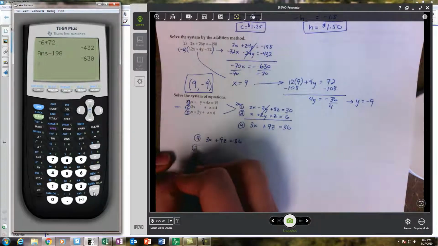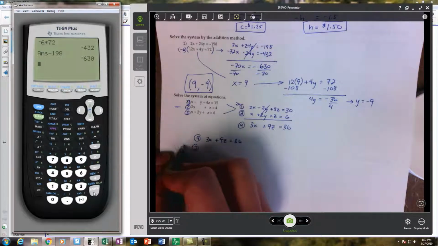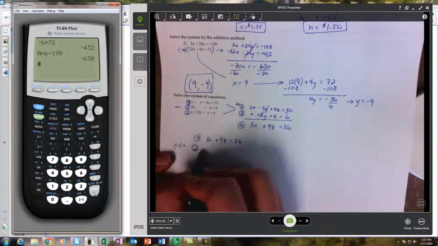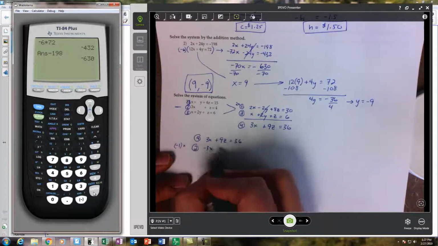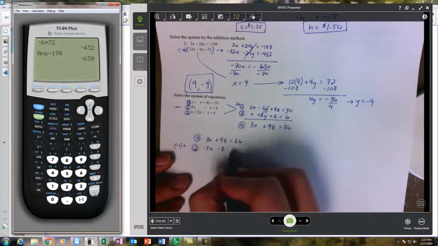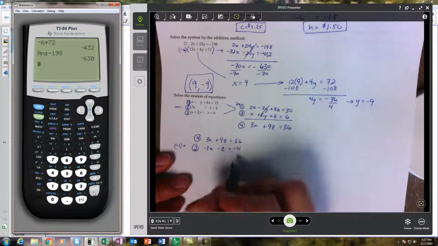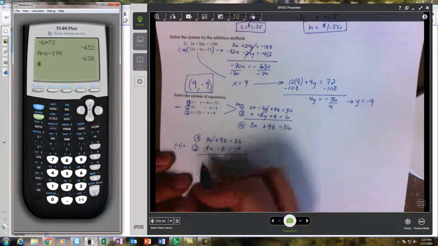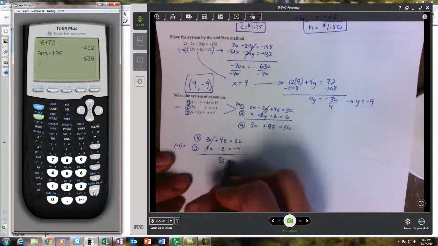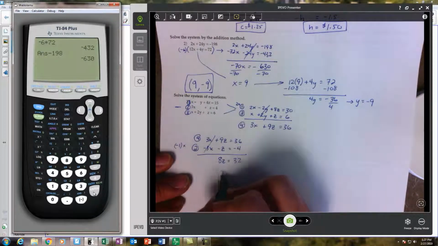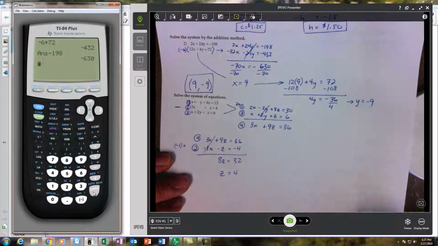I'm going to take equation number 2 and I'm going to times it by -1. That would make -3x minus 1z equals -4. The x's should cancel. I get 8z equals 32, meaning that z is 4.